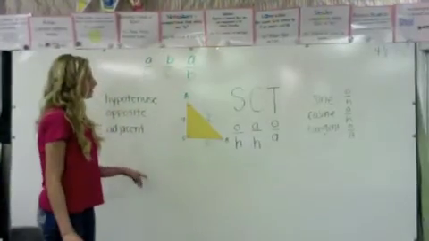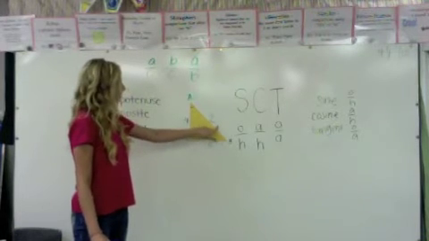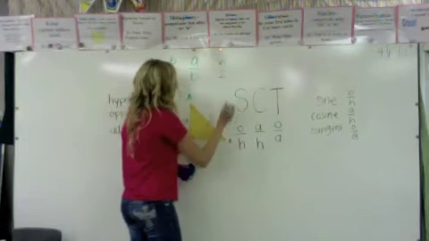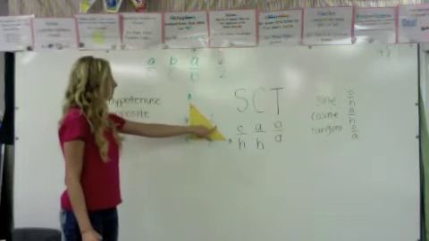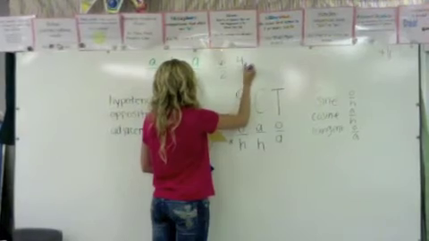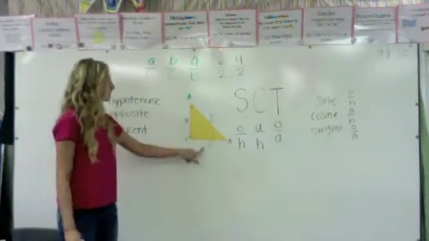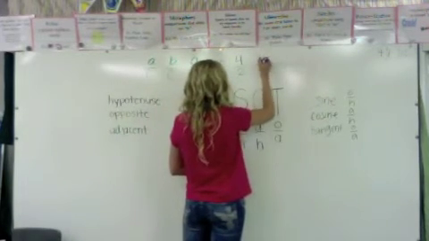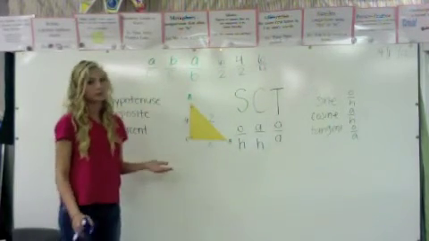So if you're trying to find sine, you would do the opposite side over the hypotenuse side. So it would be 6 over 2. If you were trying to find cosine, you do the adjacent side over the hypotenuse side. So it would be 4 over 2. And if you were trying to find tangent, it would be the opposite side over the adjacent side. So it would be 6 over 4. And that's how you do it with numbers.